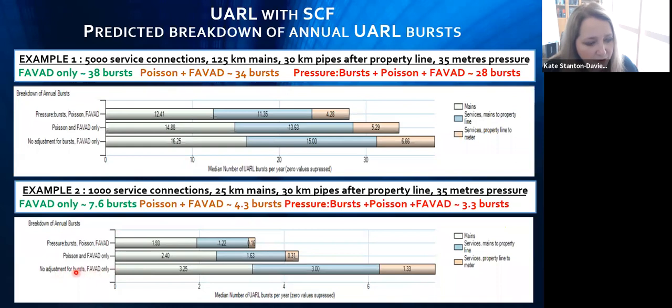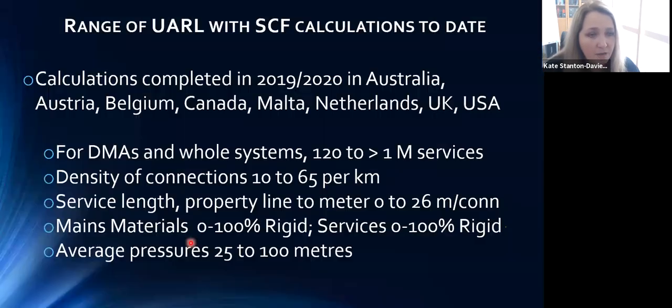So the standard, no adjustment for bursts, FAVAD only, gives approximately 7.6 bursts across mains and services. But this is a small system, so we see these numbers drop down when we consider the Poisson effect, to the point that we've got 0.31 of a burst on our services from the property line to the meter. And then when we add in the pressure-burst relationship as well, that reduces the overall bursts across mains and services to 3.3 UARL bursts per year.